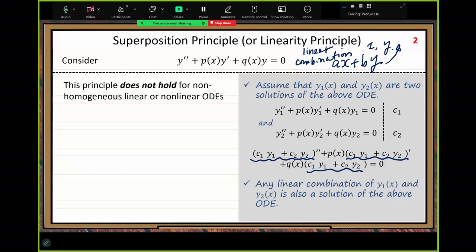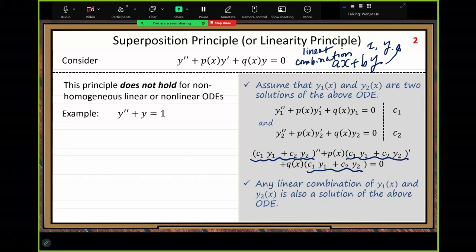This principle does not hold for non-homogeneous linear or non-linear ODEs. For non-homogeneous, never try that linearity property. Let's use a simple example: y double prime plus y. The left-hand side satisfies those three requirements. Unfortunately, the right-hand side is not 0, it's 1. So the linearity property breaks. You won't get that linearity property.